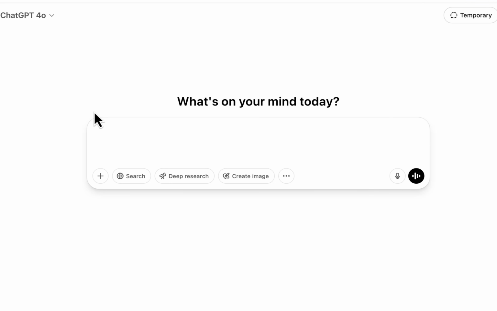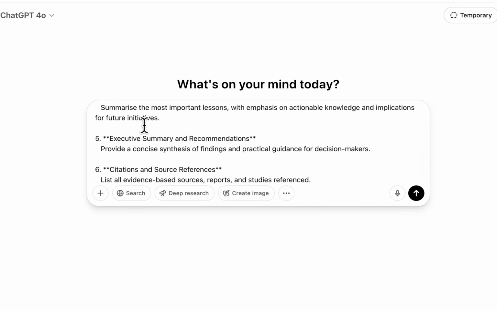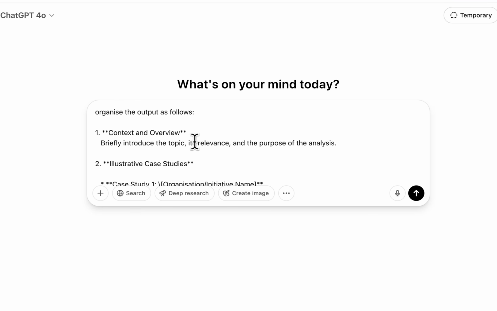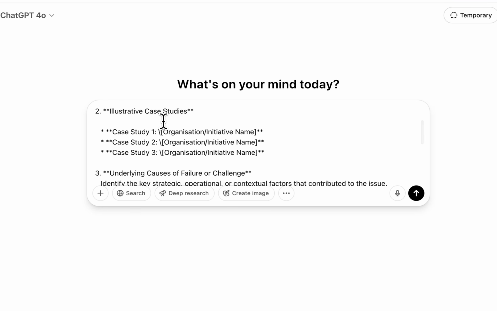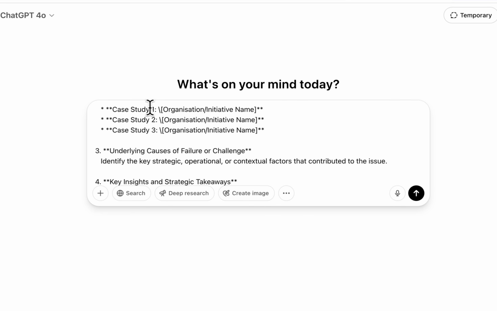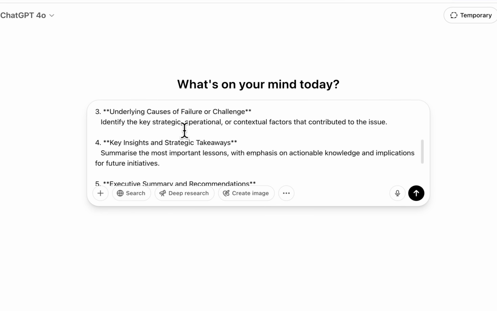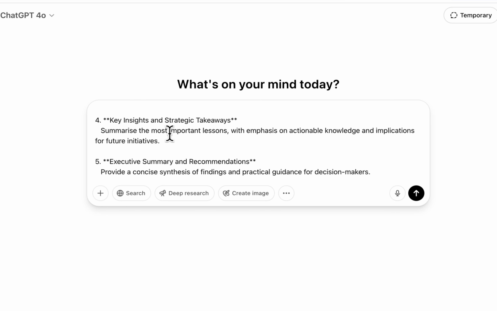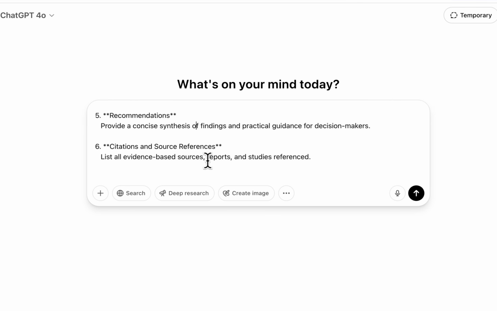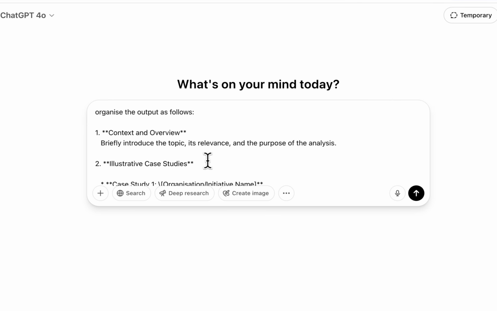And this could be something as simple as adding this to your prompt. Organize the output as follows: context and overview, illustrative case studies. So have it mention case study 1, case study 2, case study 3, underlying causes of failure or challenge, key insights and strategic takeaways, then recommendations and citations and source references. And in that way, you get the output of the deep research in exactly the same style and format that you want.